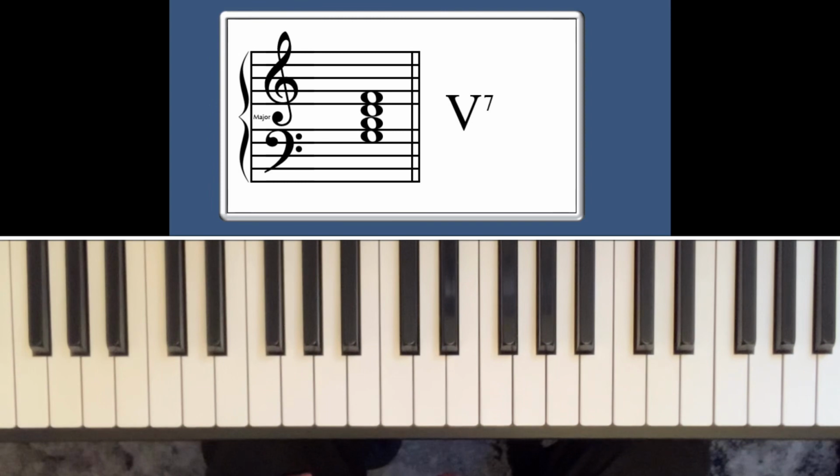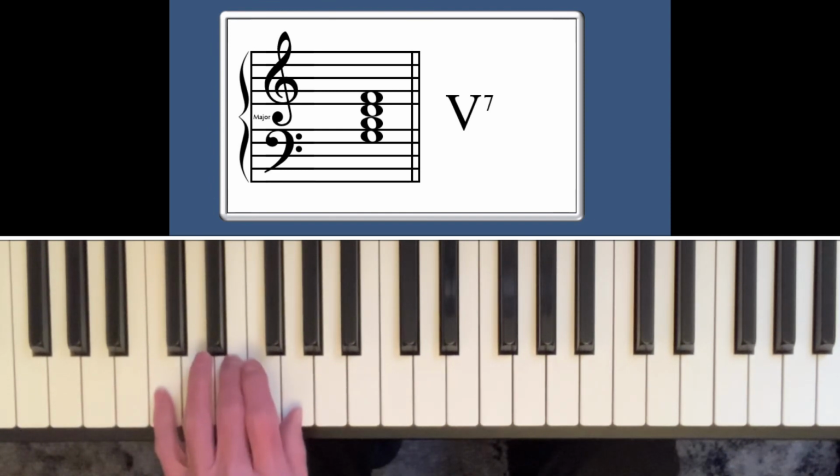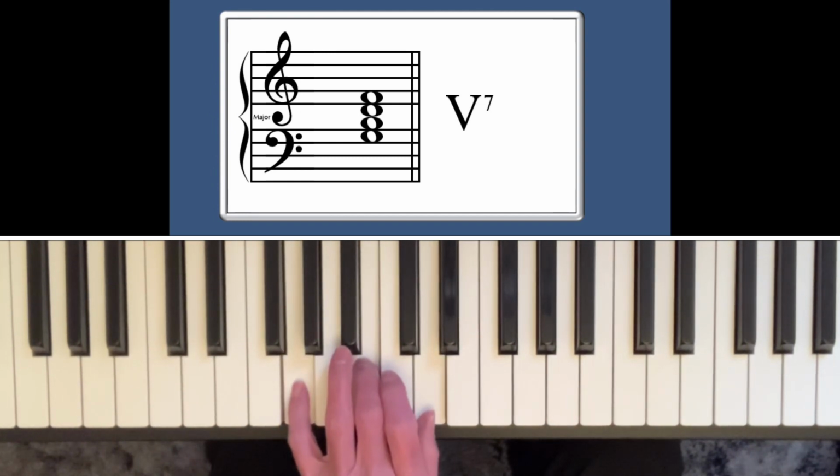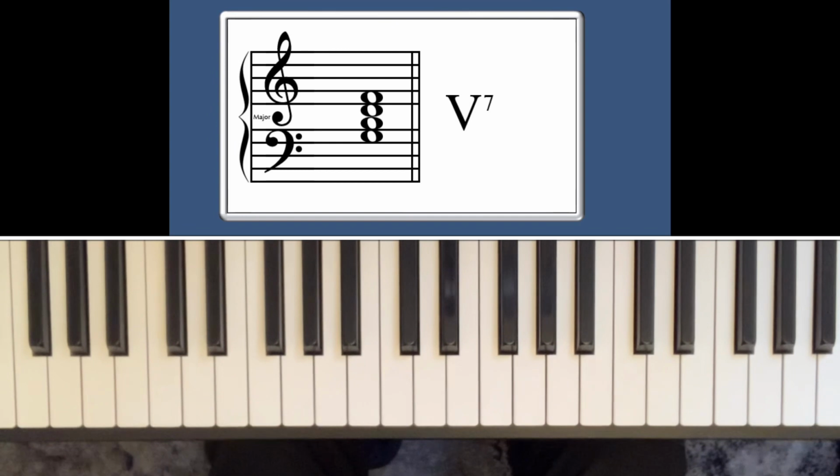In the first video, I showed you how you could harmonise the tune Twinkle Twinkle Little Star using the three primary triads C major, F major and G major in the key of C major. In this video, I'm going to talk about the use of the dominant seventh chord.